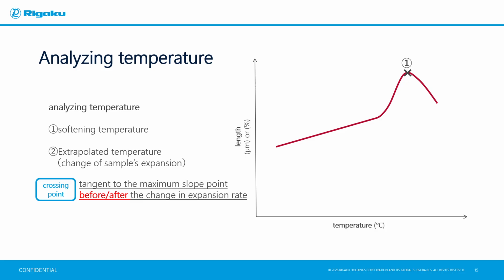As shown by number 1 in the figure, the temperature may be read at the peak, upper figure, or at the intersection of tangent lines for the expansion and shrinkage regions, lower figure. Also, as shown by number 2 in the figure, the temperature at which a change in expansion rate occurs can be determined as an extrapolated temperature. This is obtained by drawing tangent lines at the maximum slope before and after the change in expansion rate and analyzing their intersection temperature.